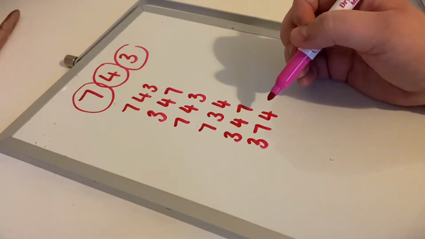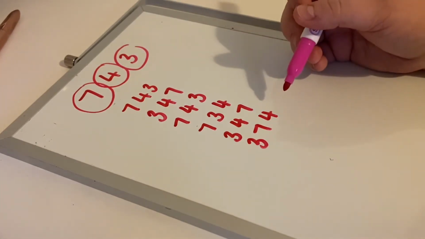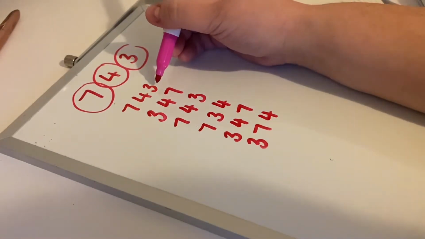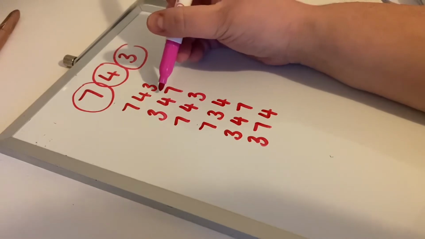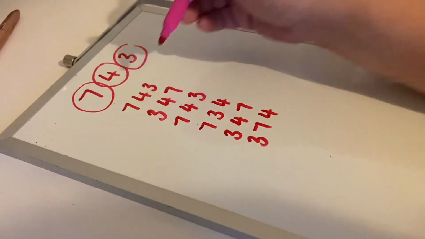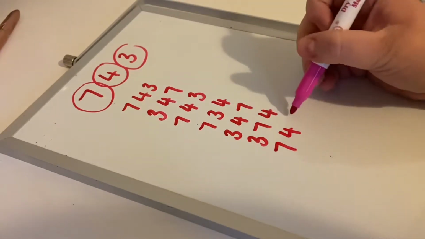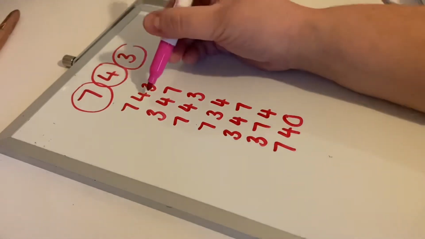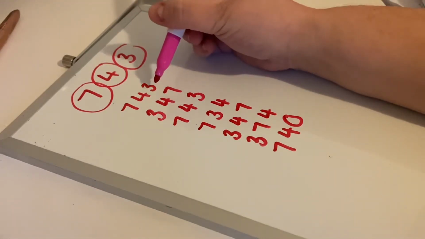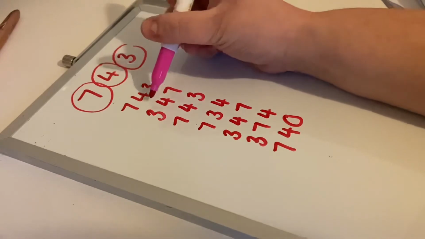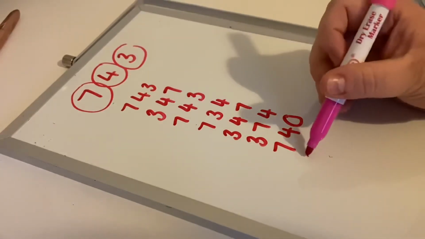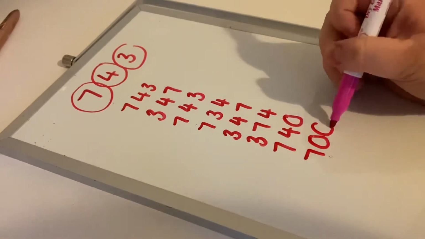The next one is the largest 3-digit number rounded to the nearest 10. So we started with our largest 3-digit number, so that rounded to the nearest 10. Well, the 3-digit is going to round down, so that would mean it is 740. And the next one is the largest 3-digit number rounded to the nearest 100. So this time, again, the largest 3-digit number, we're rounding the 43 to the nearest 100. 43 can round down, so that would be down to 700.